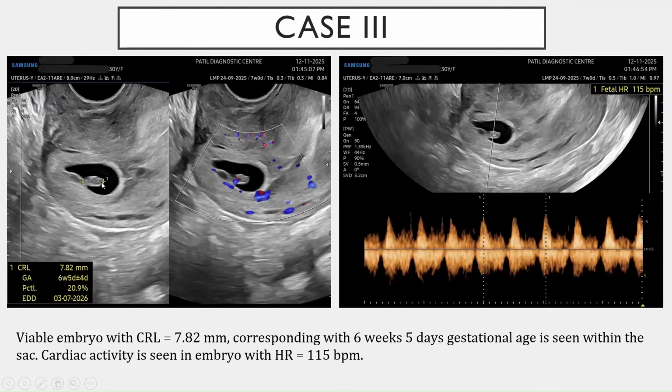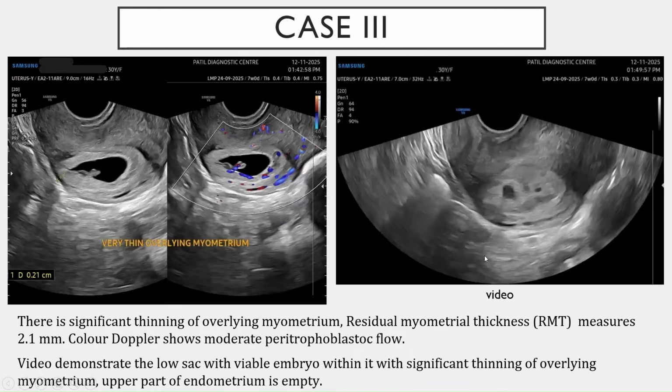And a single viable embryo with a CRL of 7.82 mm, corresponding with 6 weeks 5 days, is seen within the gestational sac. Cardiac activity is visualized and the heart rate is 115 beats per minute. There is significant thinning of the overlying myometrium. The RMT measures just 2.1 millimeter at present.